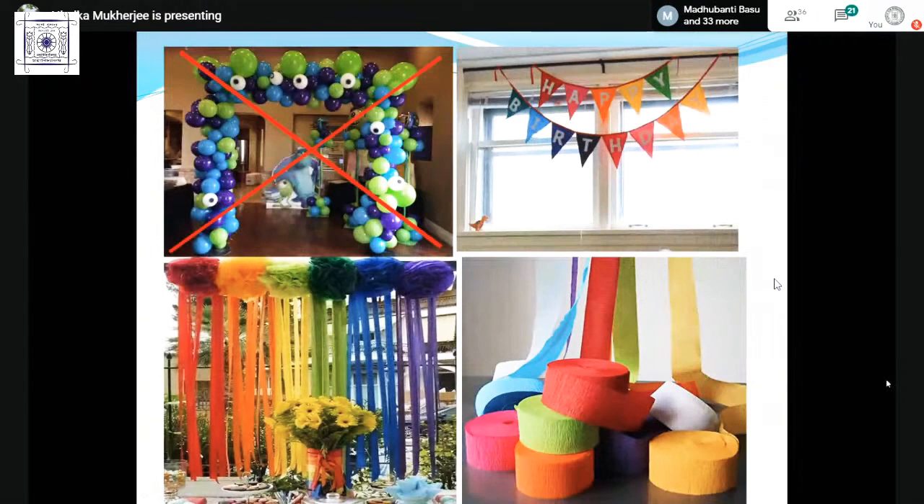Next is balloons. We often organize fests and birthday parties in the college, but the first thing which comes to our mind about decoration is balloons. But we totally forget that balloons are also made of very thin, very low quality plastics, which again mix with the earth, with the soil, and cause pollution. So instead, what we can do is use colorful papers and decorate with these colorful papers.